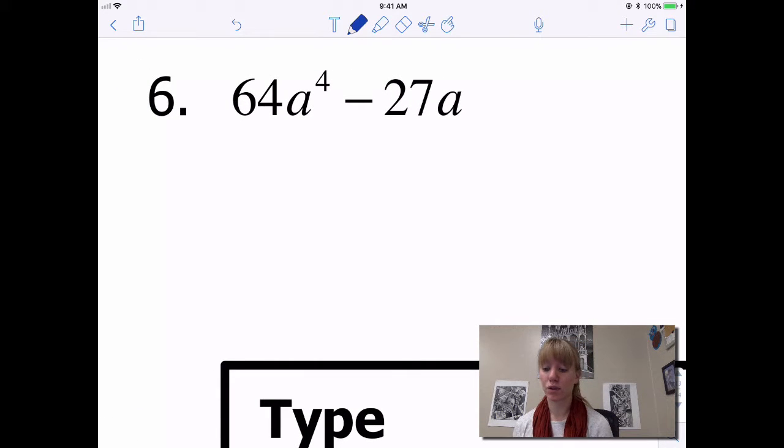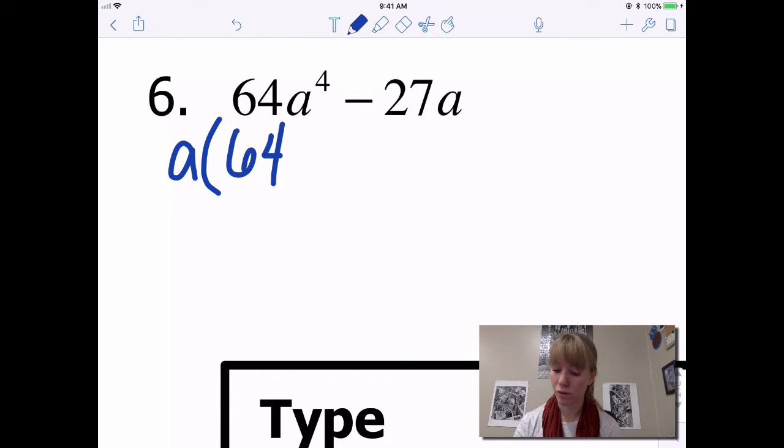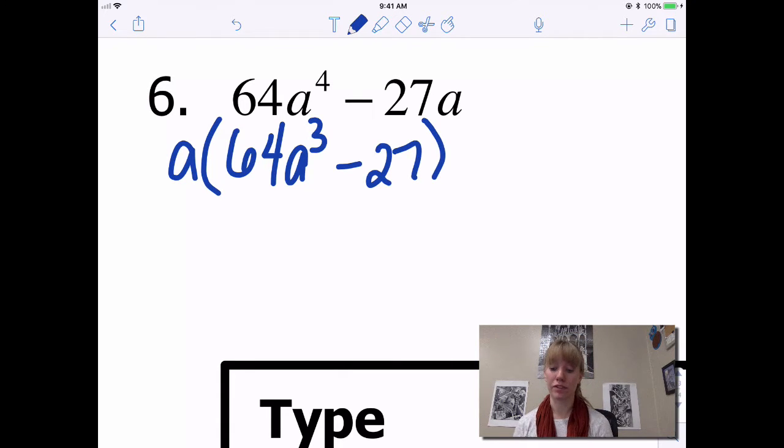This last one, 64a to the 4th minus 27a, I noticed that 64 is a cube. You might have to check. And 27 is as well, but a to the 4th is not a perfect cube. So the only common factor I'm going to take out of this one is an a, and I'm left with 64a to the 3rd minus 27. Now I have perfect cubes.